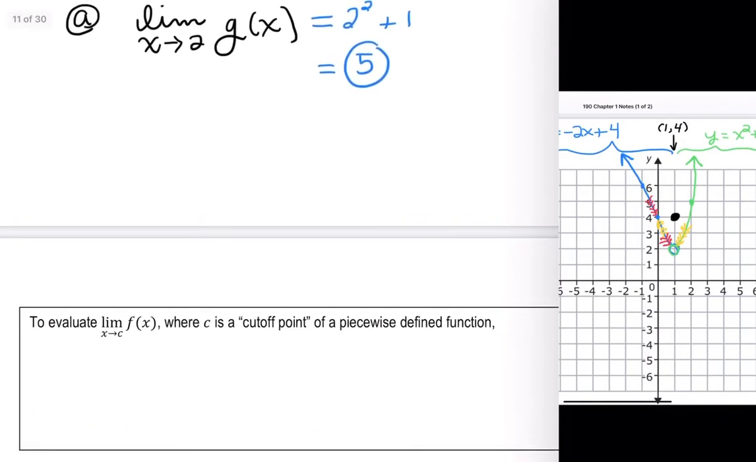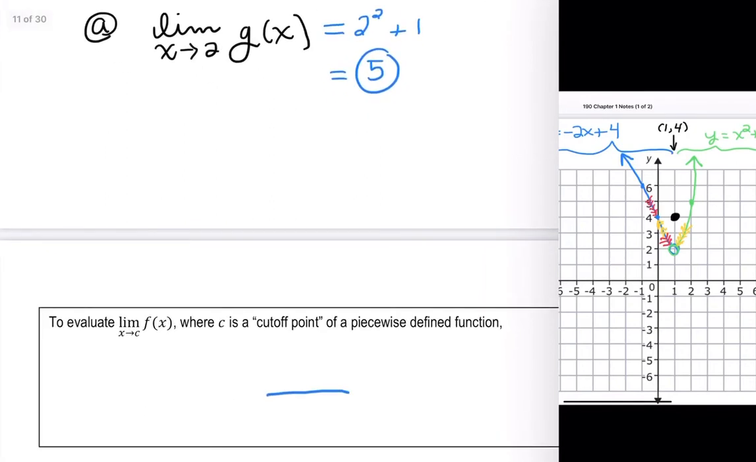So if I was to ask on this same function, the limit as x approaches 1, this is where we're going to have to be a little bit more careful. When you're looking at the limit as x approaches c, where c is that cutoff point of a piecewise function, then we're going to have to do what we did visually with the graphical technique.